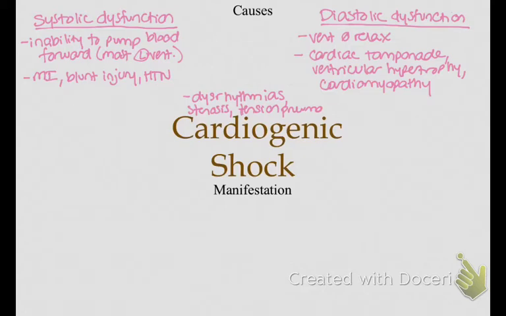Other things that can be a combination of systolic and diastolic: dysrhythmias, stenosis, tension pneumo, right? The tension pneumo that we talked about, and you listened to on the lecture online. When you have that tension pneumo and that lung collapses, it causes pressure that pushes onto the heart, and that's going to decrease cardiac output.